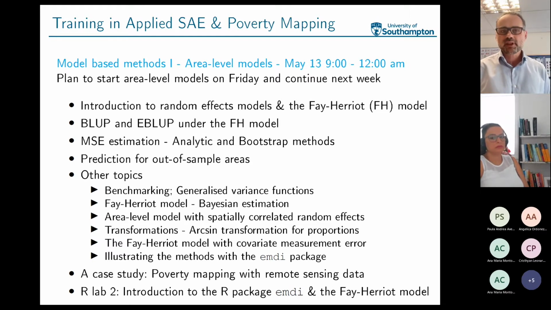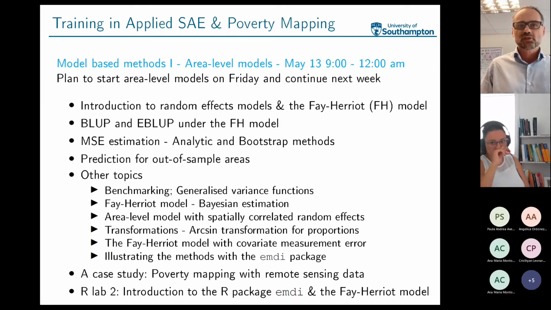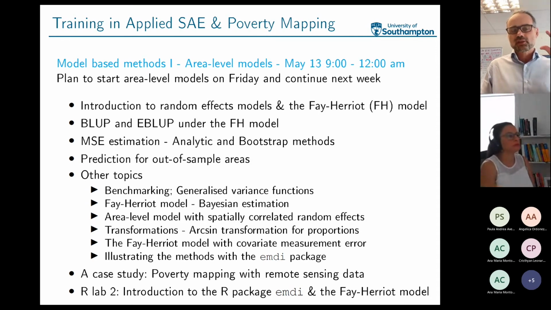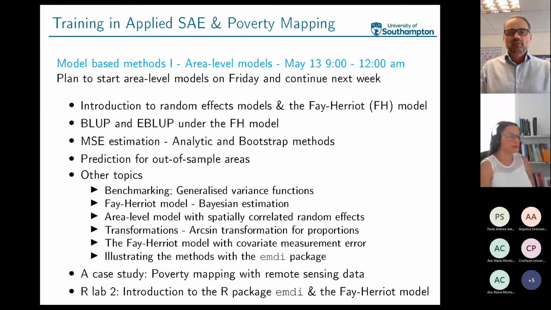We're going to briefly cover a bit on Bayesian estimation in case some of you are interested in implementing a Bayesian approach to fitting this model. And it comes with certain advantages in terms of producing uncertainty measures by using the posterior distribution. Then we have one example of an extension of the area level model to include spatially correlated random effects. We have a topic on use of transformations.